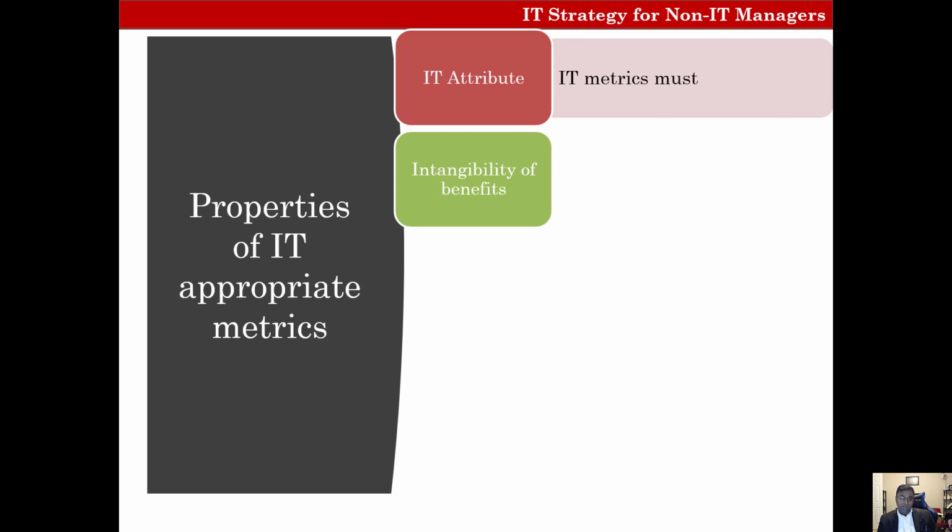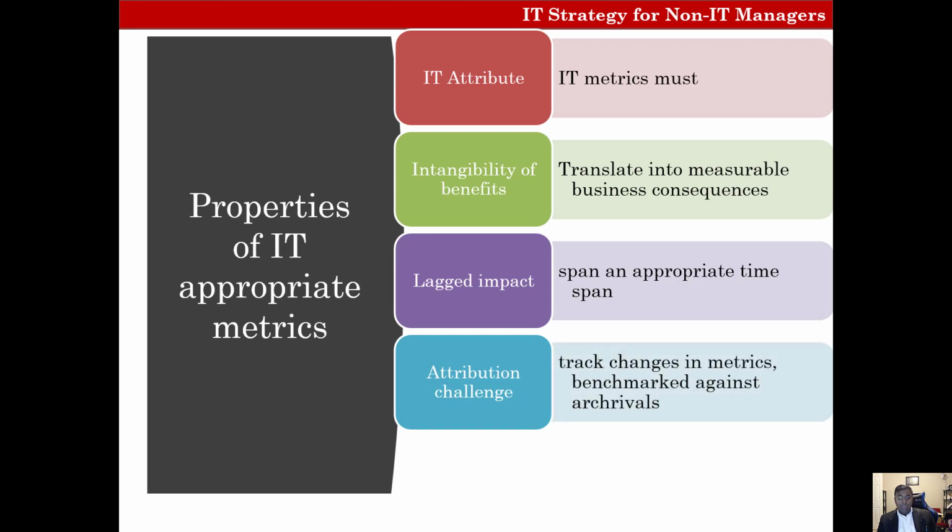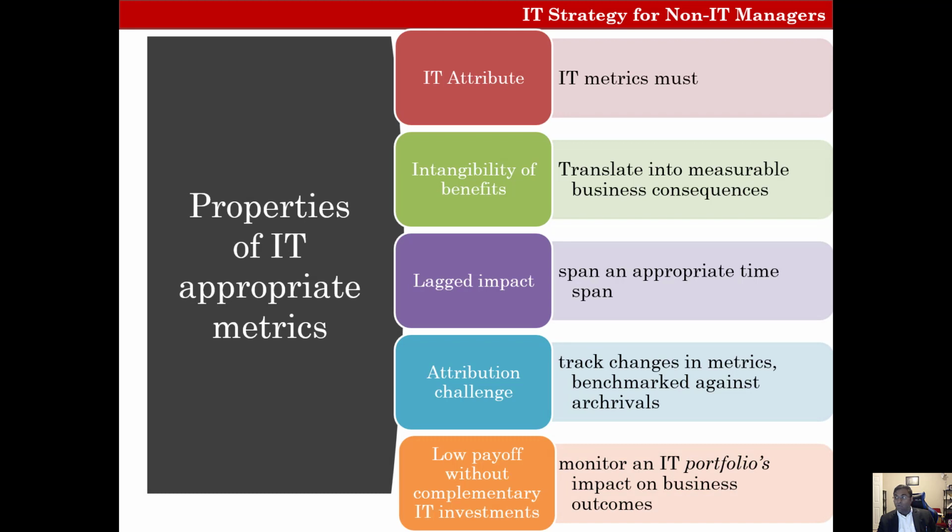So let's look at each IT investment attribute. Intangibility of benefits: IT metrics must translate the intangible benefits into measurable business consequences. Lagged impact: we need to figure out an appropriate time span to track this. The attribution challenge: we need to track changes in metrics and benchmark them against the rivals. And then we have low payoff without complementary investments, and therefore we must monitor the information technology portfolio's impact on business and not just individual IT products.